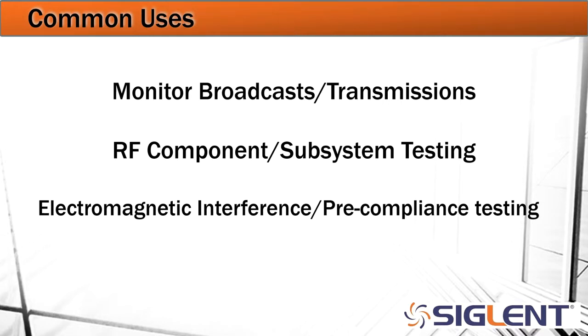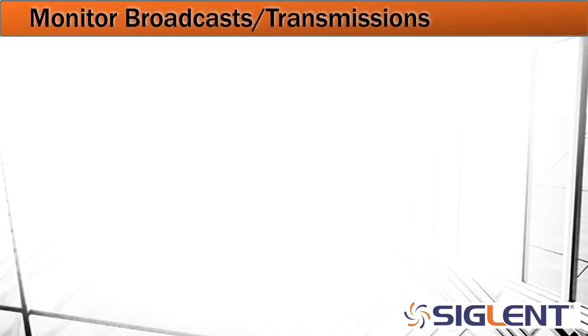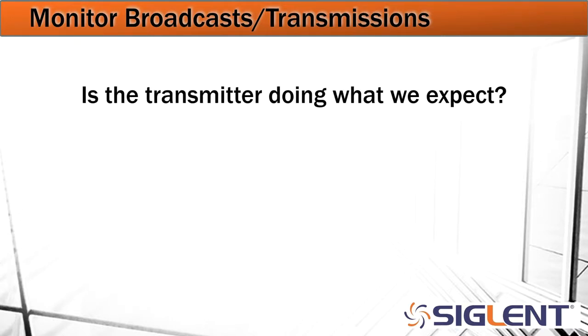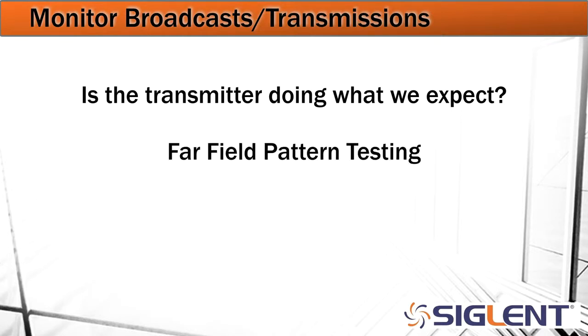And so now we'll dig into a little bit more on each of those applications. So monitoring broadcasts and transmissions, what are some important things that we need to take a look at? Is the transmitter doing what we expect? Are we reaching the amplitudes that we expect? Are we in the transmission band, or are we covering the right frequency range, or are we going outside of our expected frequency range and stepping into someone else's frequency range?